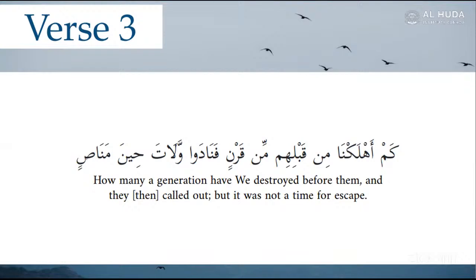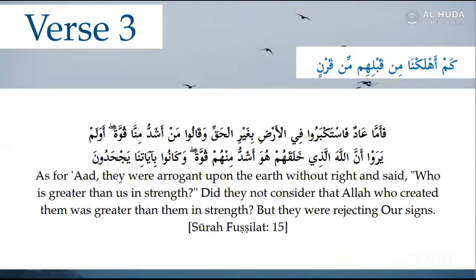In Surah Fussilat, we learn in verse 15, فَأَمَّا عَادٌ فَاسْتَكْبَرُوا فِي الْأَرْضِ بِغَيْرِ الْحَقِّ وَقَالُوا مَنْ أَشَدُّ مِنَّا قُوَّةً أَوَلَمْ يَرَوْا أَنَّ اللَّهَ الَّذِي خَلَقَهُمْ هُوَ أَشَدُّ مِنْهُمْ قُوَّةً وَكَانُوا بِآيَاتِنَا يَجْحَدُونَ. As for Ad, they were arrogant upon the earth without right, and said, who is greater than us in strength? Did they not consider that Allah who created them was greater than them in strength? But they were rejecting our signs.